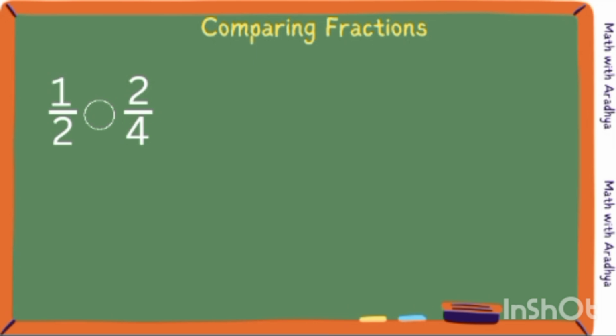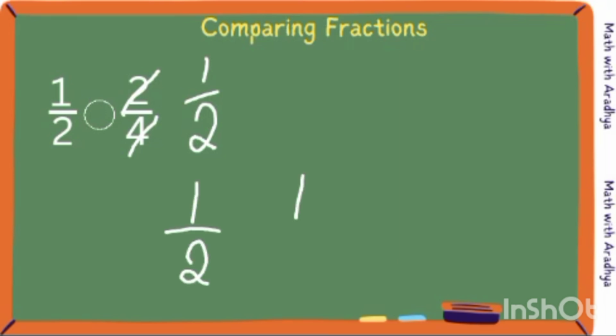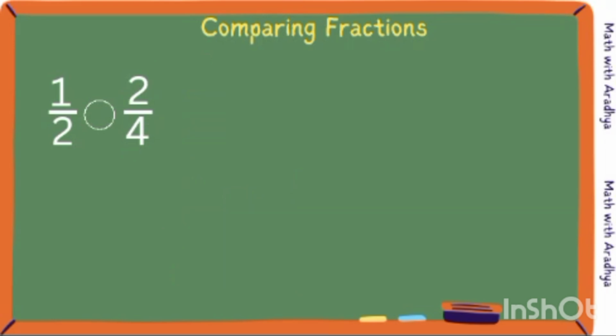Then we have the third example. Now let's do 1 by 2 and 2 by 4. In this question, we are going to use simplification, and we are going to simplify 2 by 4. If we simplify 2 by 4, we get 1 by 2. We need to compare 1 by 2 with 1 by 2. As 1 by 2 is equal to 1 by 2, it means 1 by 2 is also equal to 2 by 4. So there should be the equal sign like this.